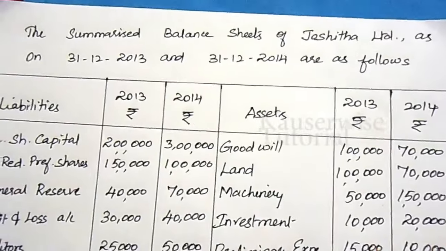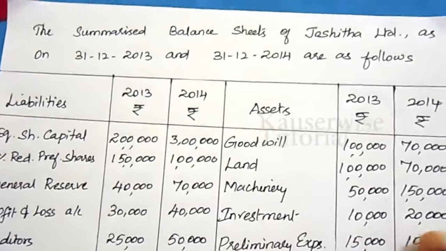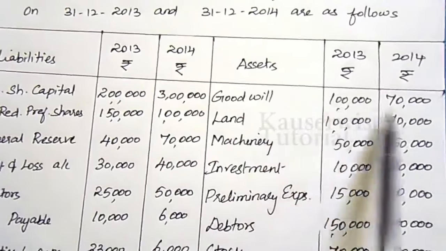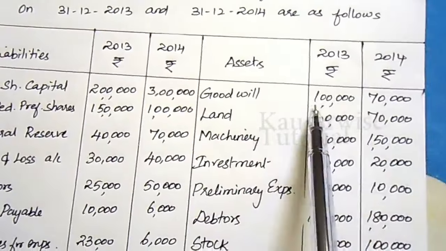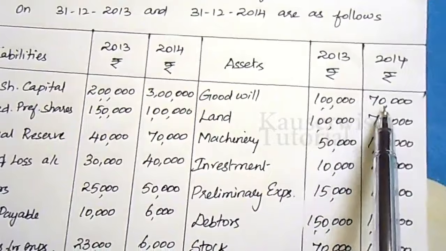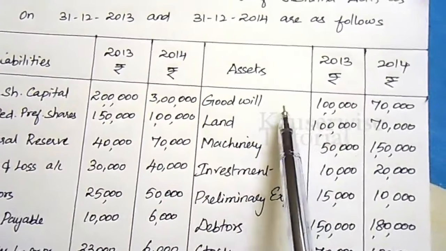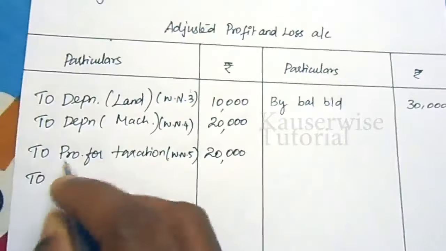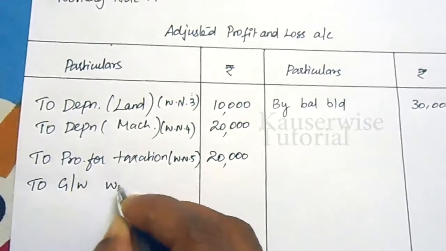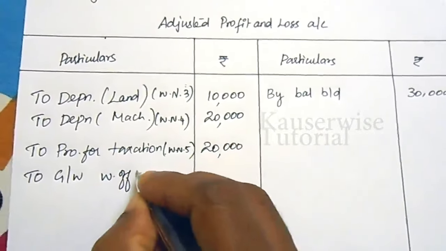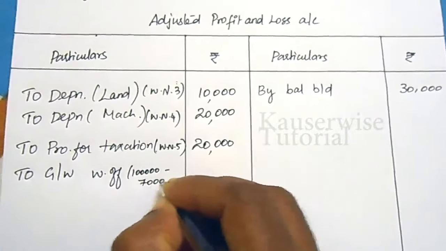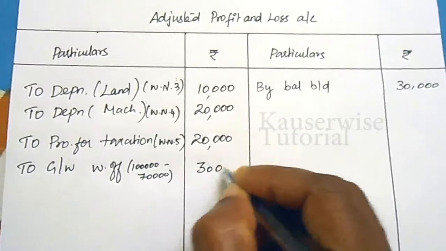Now look at the balance sheet. Just focus only on non-current assets. The first one is goodwill. It is a non-current asset. Just find the difference. Last year 1 lakh, current year 70,000. What is the difference? 30,000 decreased, which means goodwill written off. This will be recorded under the debit side of the adjusted profit and loss account. To goodwill written off, how much? 1 lakh minus 70,000, difference 30,000.